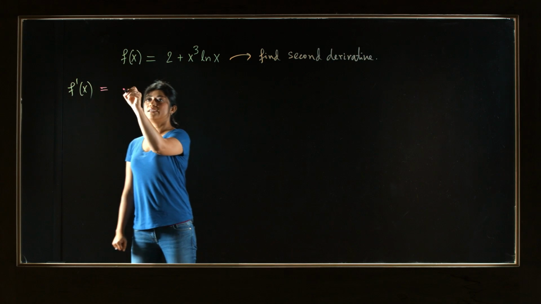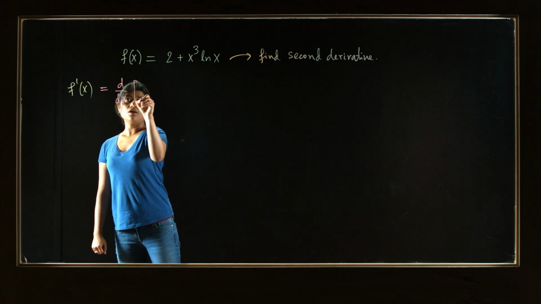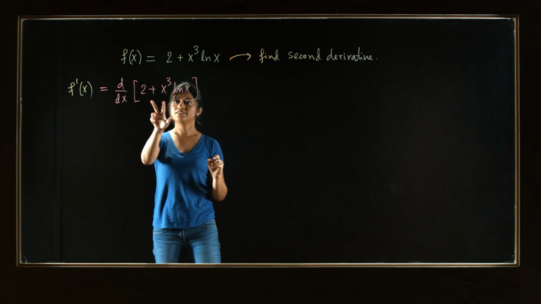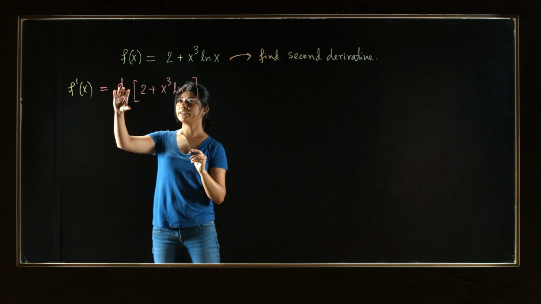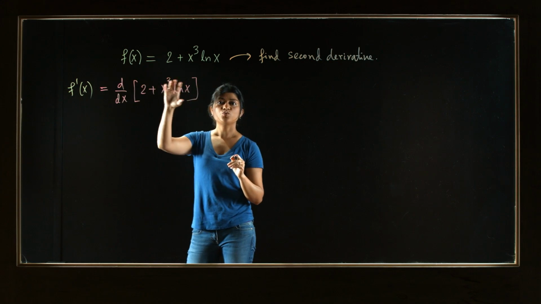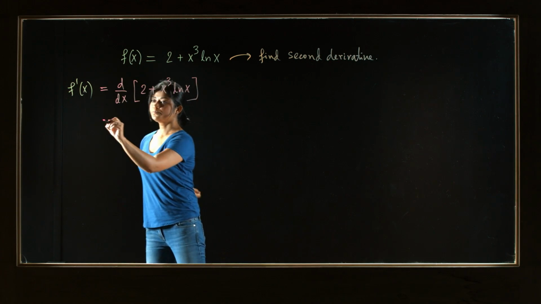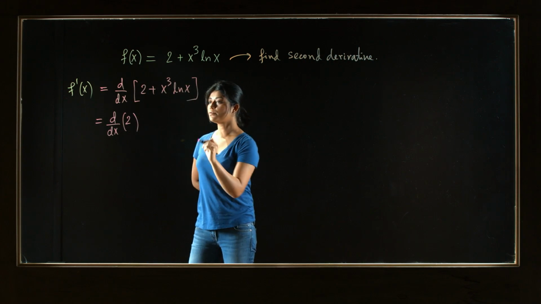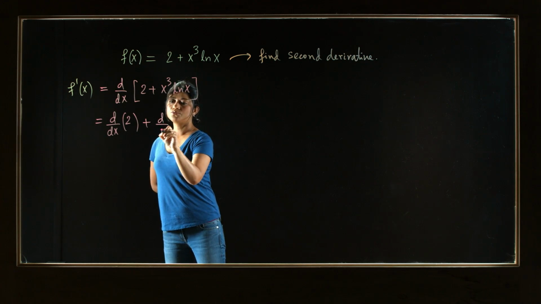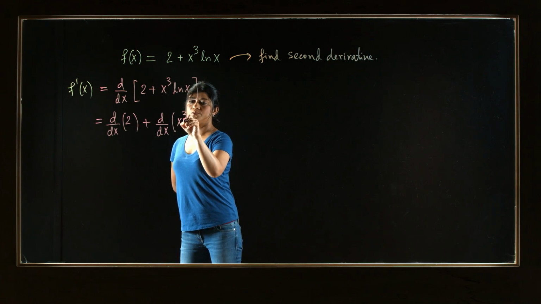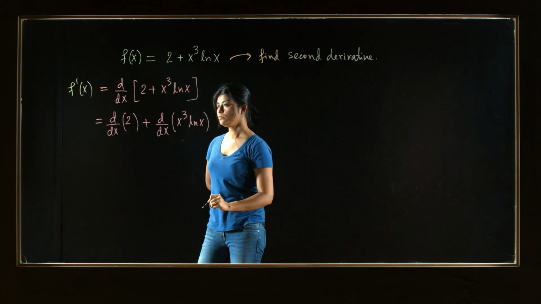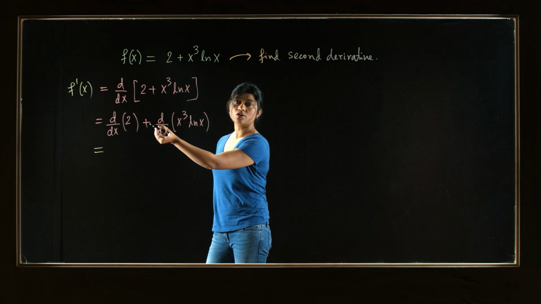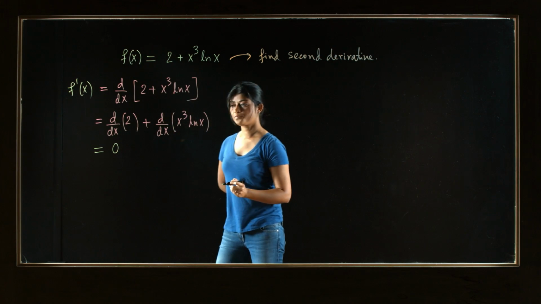Now f prime of x is d dx of 2 plus x cubed ln of x. Notice that this is a sum of two different functions, so we can compute the derivative of each one separately and then add them together. So let's split it into two different derivatives. One is the derivative of 2 and then the derivative of x cubed ln of x. Now for the first one, 2 is just a constant, so its derivative is 0.